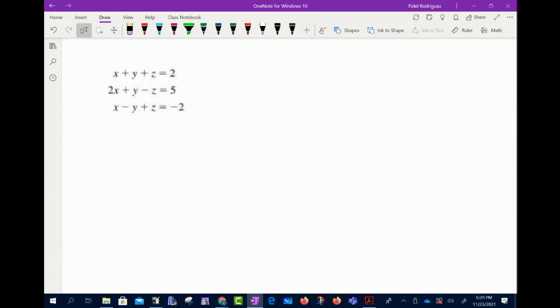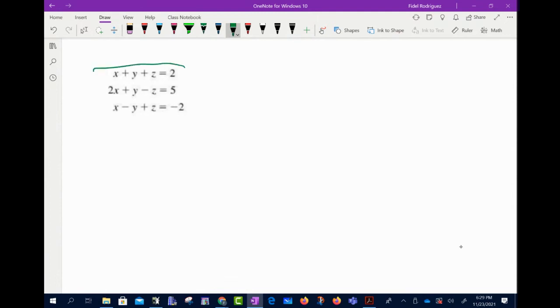So now I want you to notice something. We have three equations. We have an x plus y plus z equals 2. We have a 2x plus y minus z equals 5. And we have an x minus y plus z equals negative 2. Okay, so I'll tell you what. Let's take the first equation and the second equation, and let's add those two equations together.